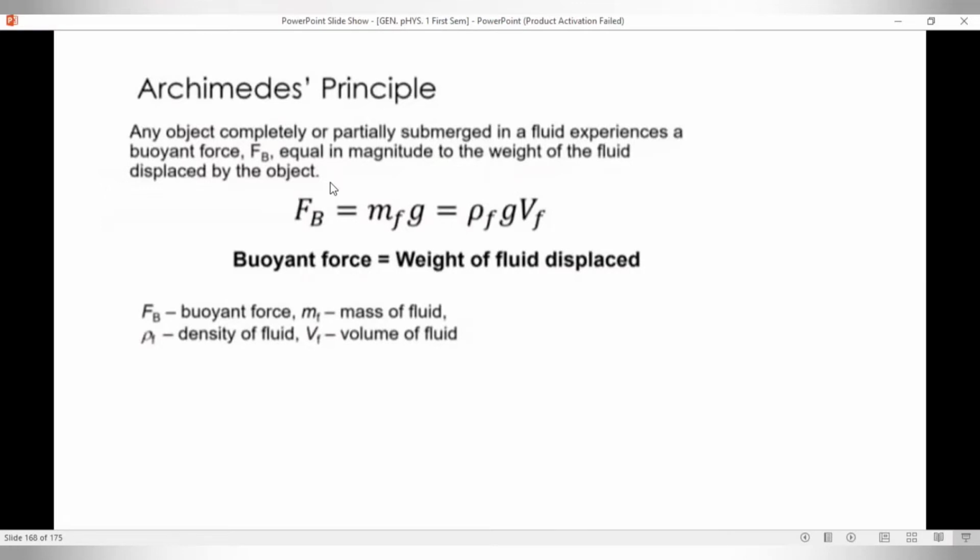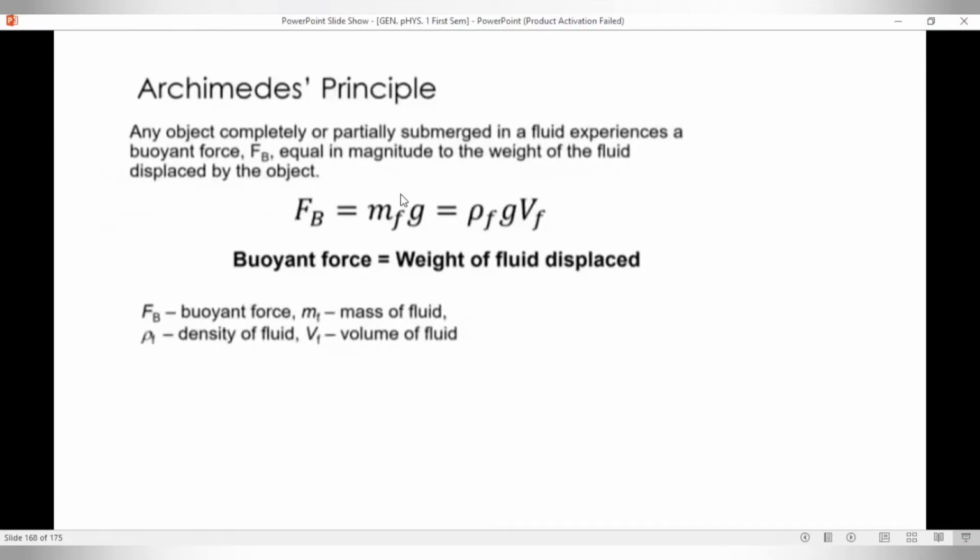So yung buoyant force ng object na yan is equal to the weight of the fluid which is displaced. Mathematically, buoyant force or F sub B is expressed as the mass of the fluid times the acceleration due to gravity.